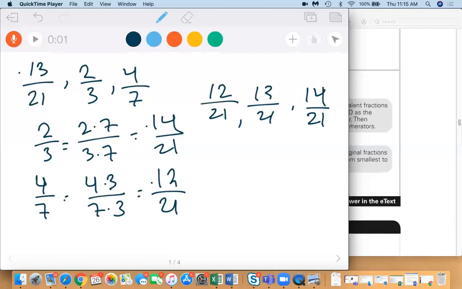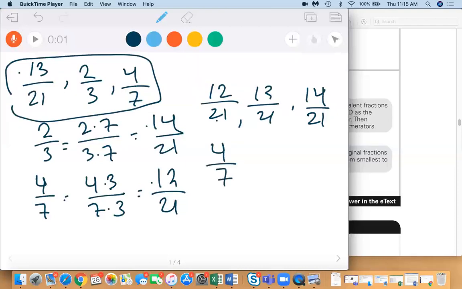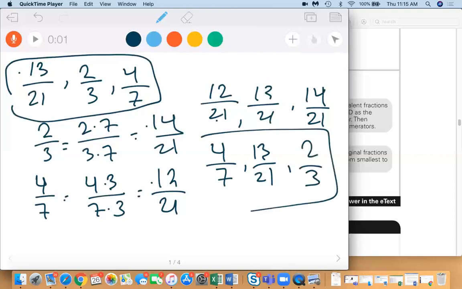No, very good, Sylvia. We need to put it in the terms of our original fractions. So we know our 12 over 21 is the same as 4/7. We know that our 13 over 21 was one of the original fractions, so we can leave that. And then we know our 14/21 was the 2/3. That is how we would put it into MyLab. That's the order. Does that make sense to everybody?